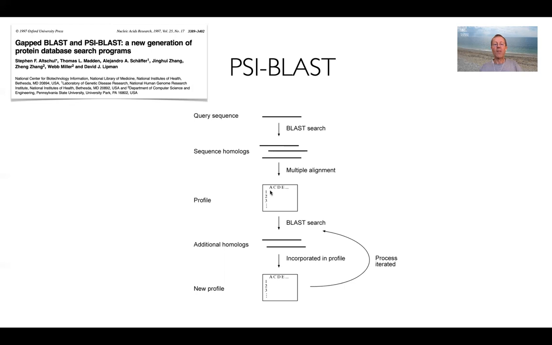And because the profile is much more sensitive than the single sequence, you will most likely pick up additional homologs in the second search. Now you include those homologs, make a new multiple sequence alignment, make a new profile, and iterate the process. So search again, make a new profile, search again, make a new profile. And in this way, you can very quickly build up a very nice, very sensitive, very all-encompassing sequence profile, starting with just a single query sequence.